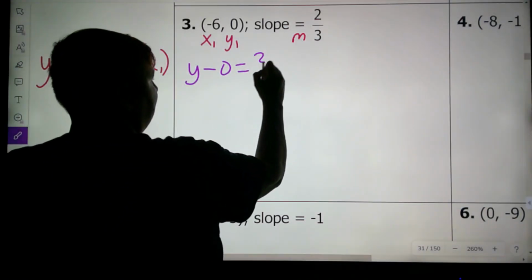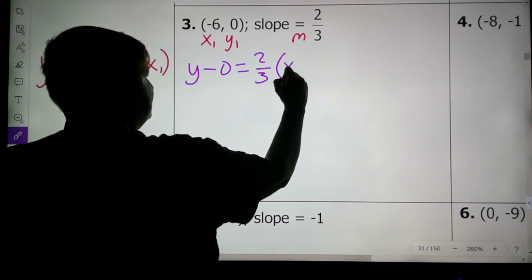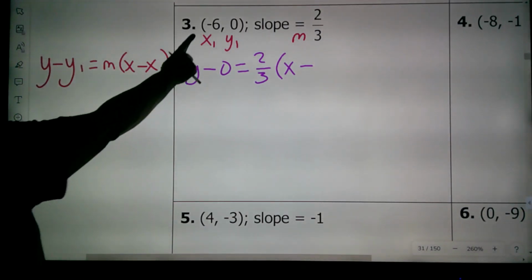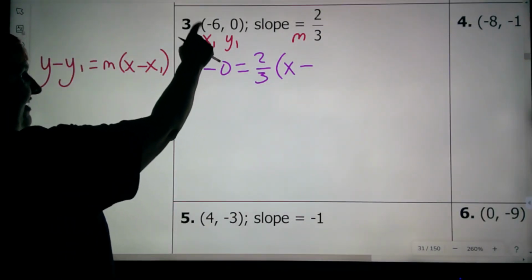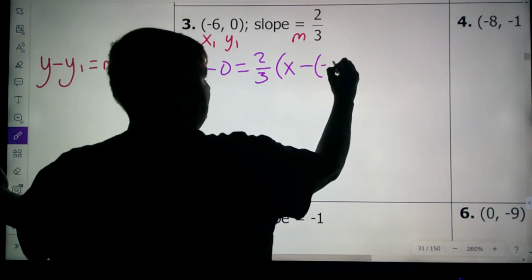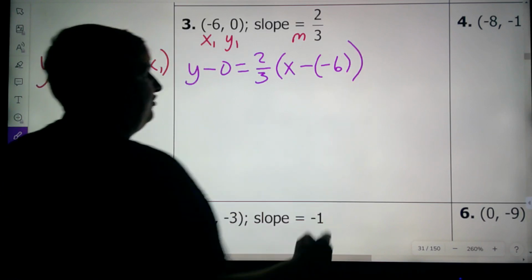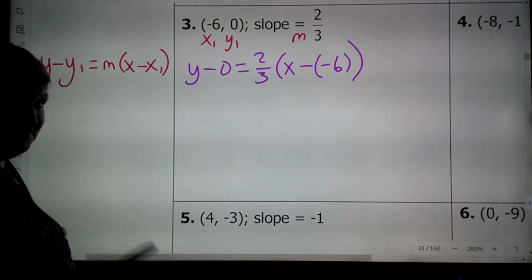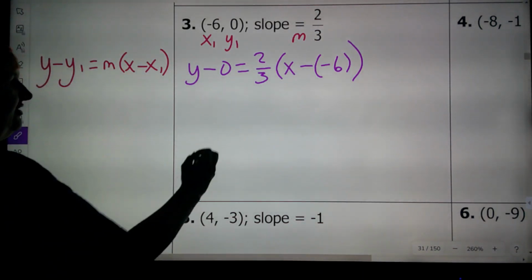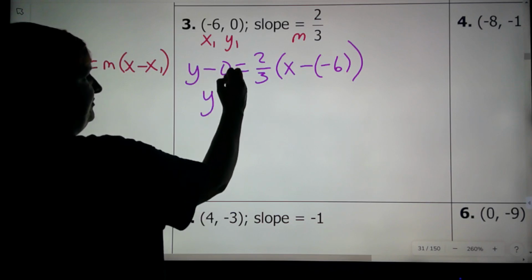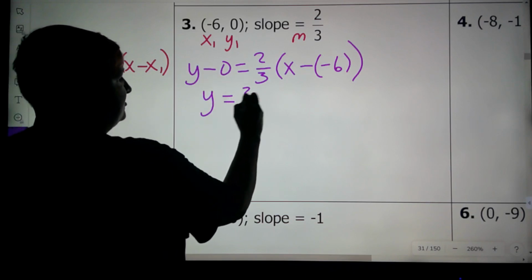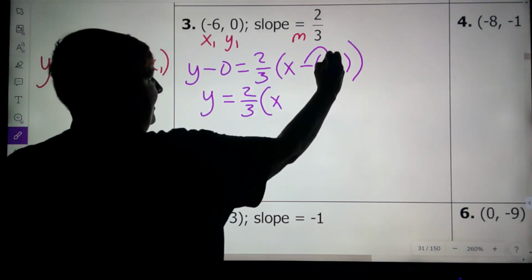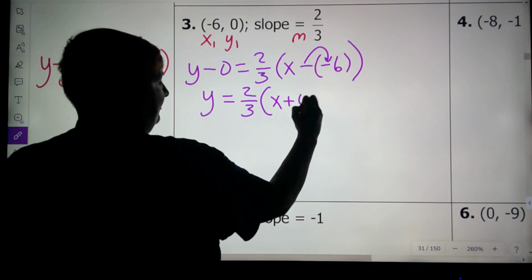m, x minus, because it's in the formula. And this one has a negative in it. x1 is negative 6, so make sure you put those parentheses so you know it's now a double negative. We don't need to bring down the minus 0. 2 over 3 times x plus 6. Negative times a negative is a positive.